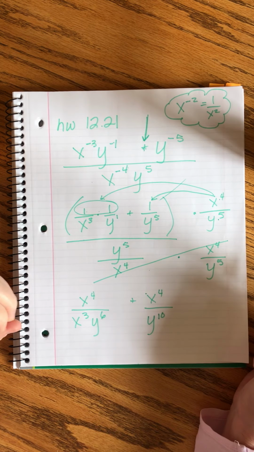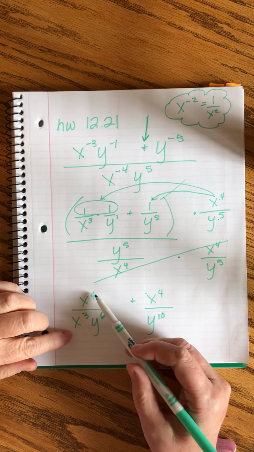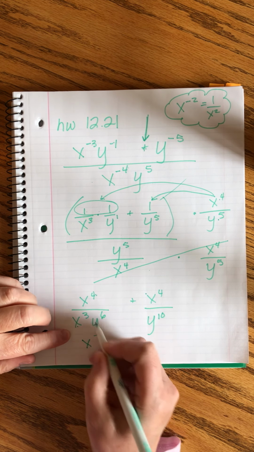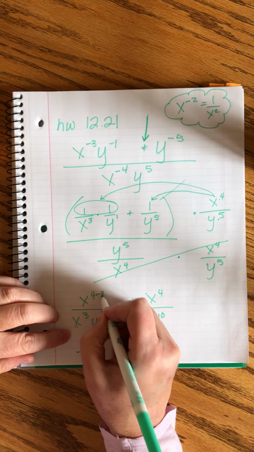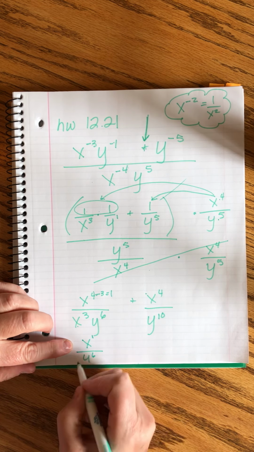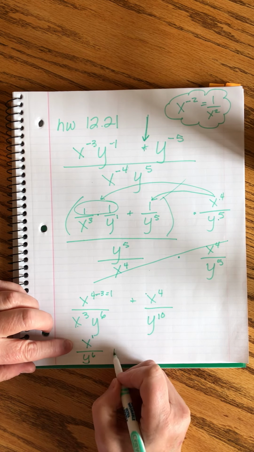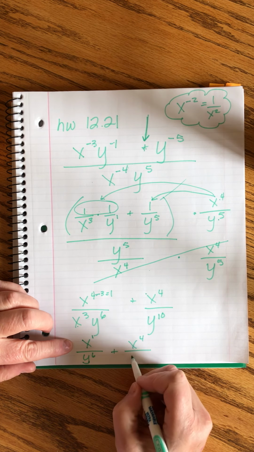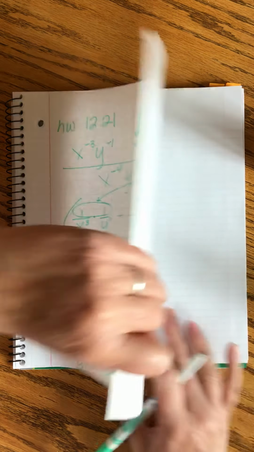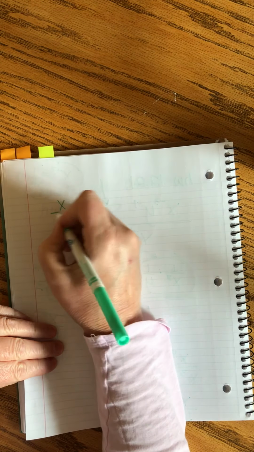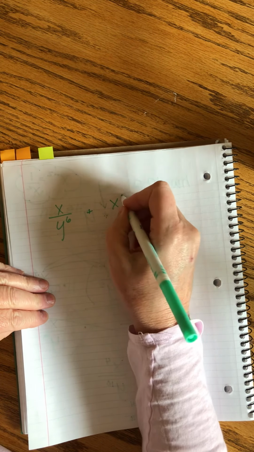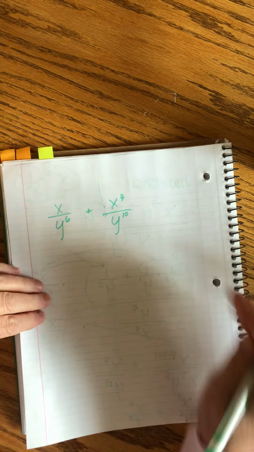Okay, what's next? We can use the quotient rule to simplify this, and we'll have x, right, because it would become 4 minus 3, so that equals 1. So that's x to the 1 on top, y to the 6th on the bottom. That y looks almost like a 4. Plus x to the 4th over y to the 10th. Okay, I'm going to copy this to the top of the next page. X over y to the 6th and x to the 4th over y to the 10th.